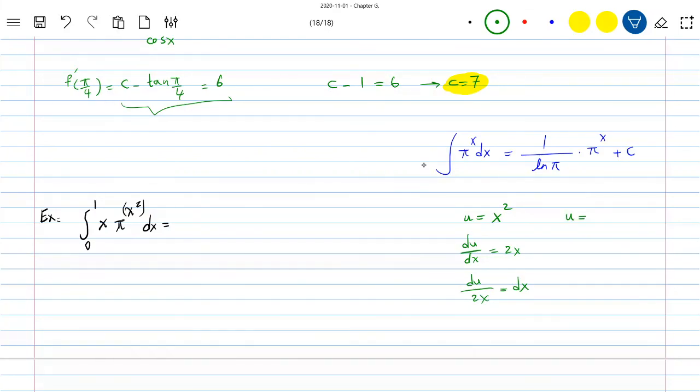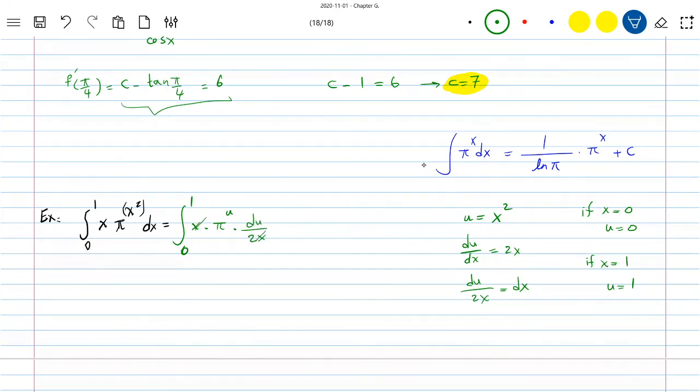So what is u? If x is given 0, if x is given 1, I'm using this to update the boundaries. If x is 0, u must be 0 because x squared is equal to u. If x equals 1, u must be equal to 1 as well, since 1 squared equals u. In this case, the boundaries didn't really change. So this would be the integral from 0 to 1 of x times pi to the power u times, instead of dx, du divided by 2x.